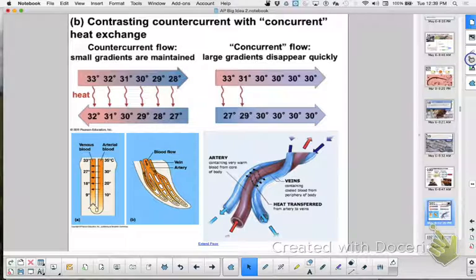Countercurrent. Whoever's turn it is, you're up. Okay, go ahead. Contrasting countercurrent with concurrent. Oh, you got this. Finish eating your cookies.